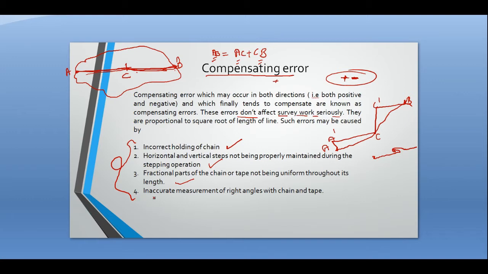Now the fourth one is inaccurate measurement of a right angle with a chain and tape. When on the ground we measure a right angle triangle with chain or tape and it is not measured properly, obviously again there can be an error.